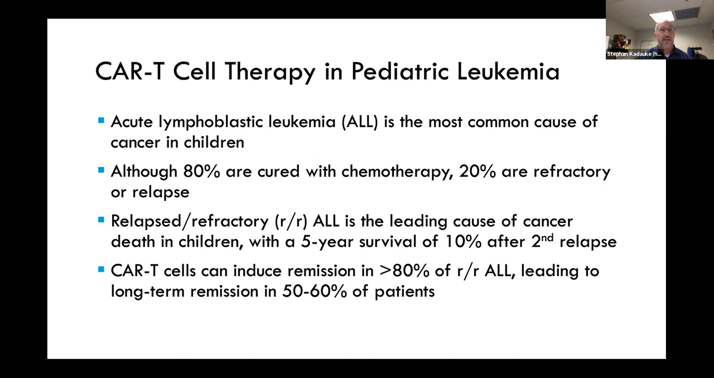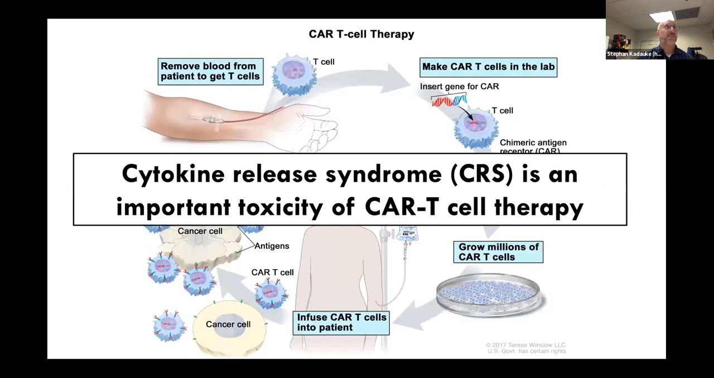CAR T cells are a new therapy, a cellular therapy, and they can induce remission in more than 80%, probably closer to 90% of patients with relapsed or refractory ALL, leading to long-term remission in 50 to 60% of patients. And this has been a really incredible game changer in cancer therapy. It came about 9 years ago. So this is how CAR T cells work.